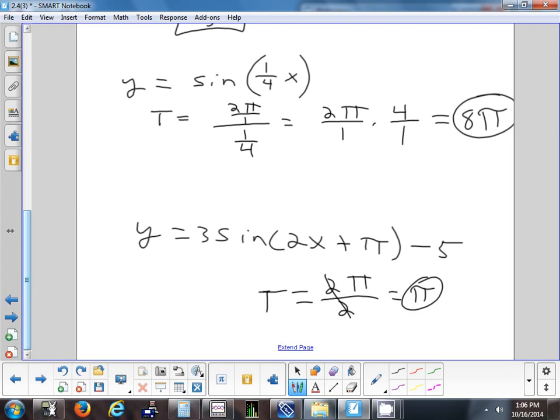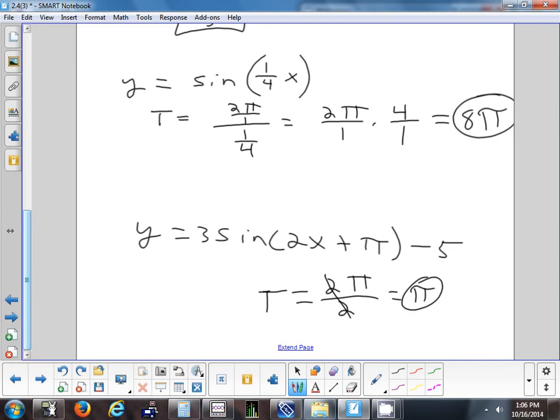What about the plus pi? What does that do? Shifts it horizontally. That's a horizontal shift. Which way? Left or right? Left. Yeah, plus is going to move it to the left. That's a phase shift. Okay, the 3 in front, what does that do? That's an amplitude change.